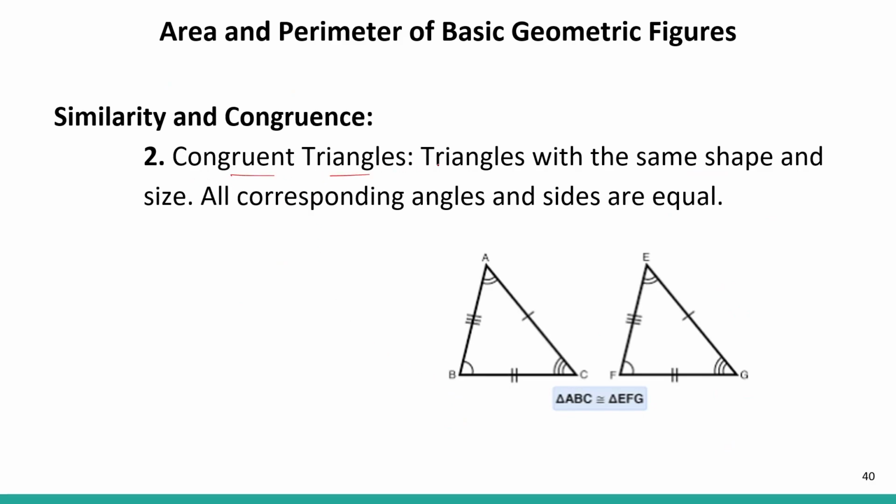So what are congruent triangles? Triangles with the same shape and size, where all corresponding angles and sides are equal. Congruent angles mean equal angles, they are exactly the same, and their lengths can't be different either. Two congruent triangles are similar triangles, but two similar triangles can't always be congruent. In similarity we can allow different sizes, but in congruent triangles we can't. So congruency is a particular kind of similarity.